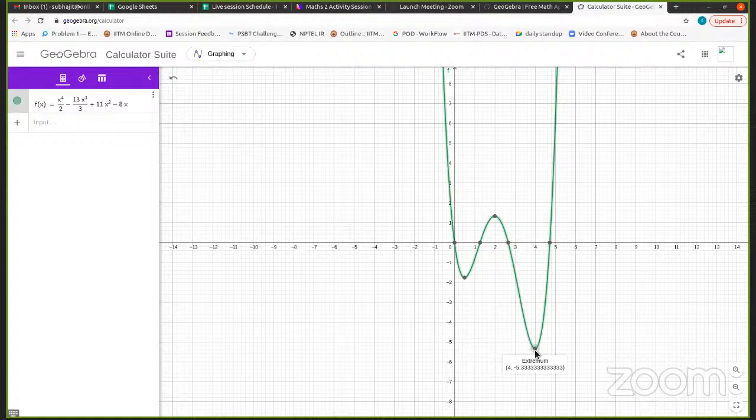But is it necessary that it always lies on the boundary? No, not necessary. Just in this function, suppose my interval is the closed interval from 1 to 3. In that interval, the global maxima is at x equal to 2. From the boundary point, I draw a line parallel to the y-axis, see where it cuts the function, calculate the y value, and decide which one is the global maximum.